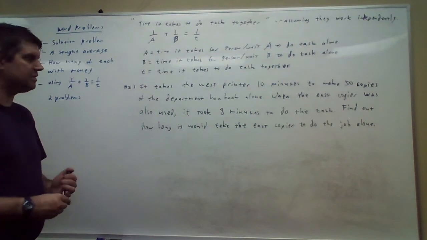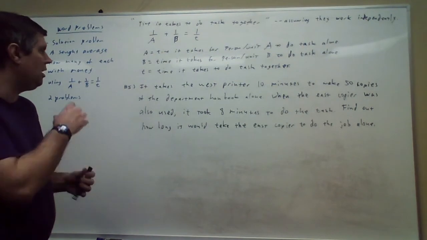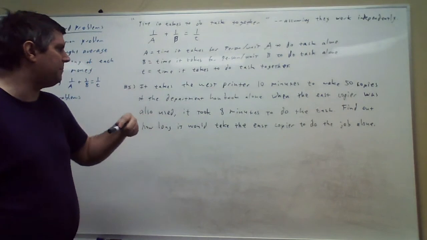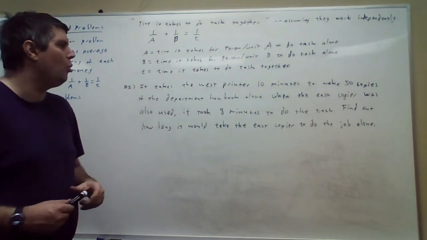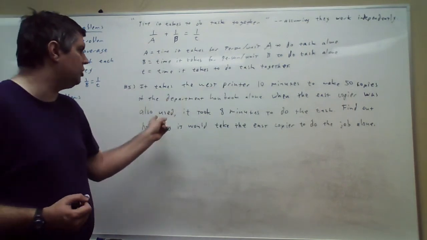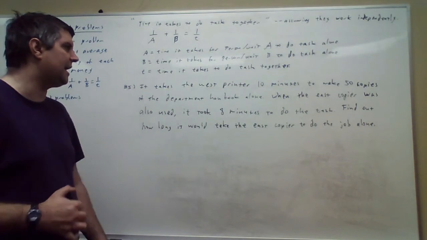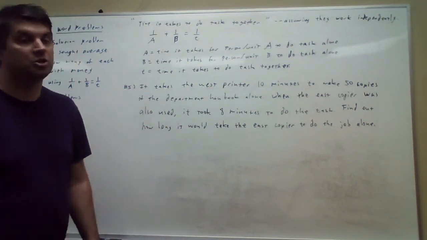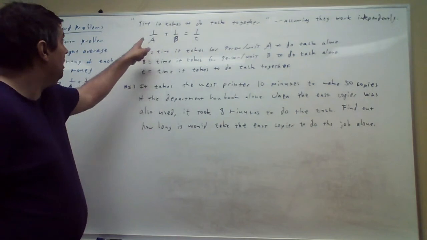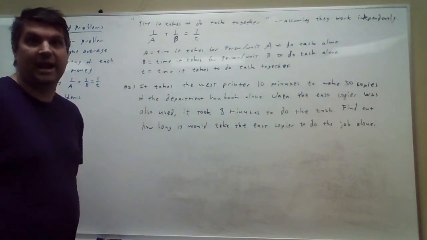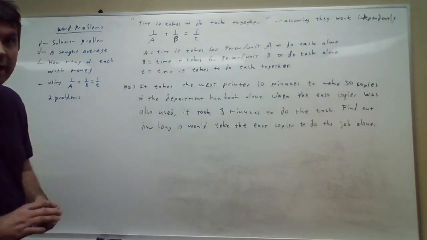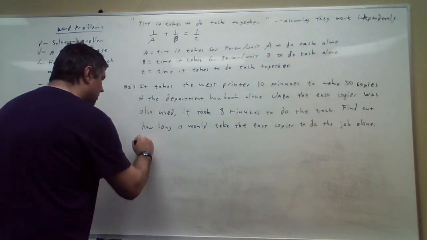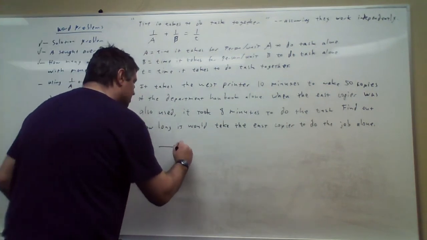All right, with this final problem, it takes the West printer 10 minutes to make 50 copies of the department handbook alone. When the East copier was also used, it took 8 minutes to do the task. Find out how long it would take the East copier to do the job alone. So this time, it's not a matter of just plugging the first 2 rates that you see in for A and B. It's not that simple, okay? What you have to do is pay attention to what you're being asked, what these values mean.